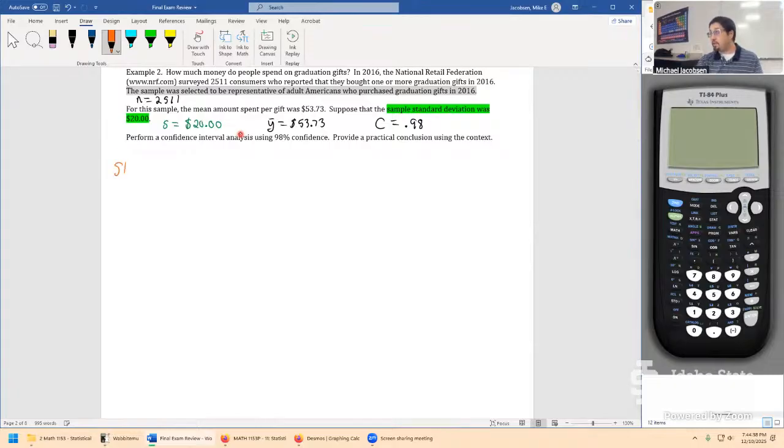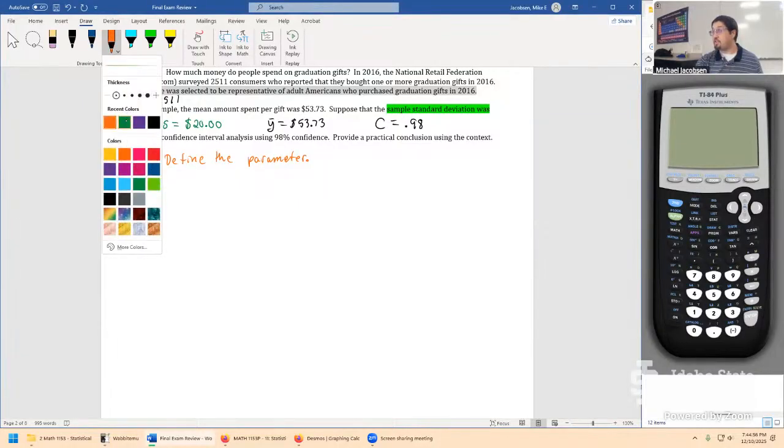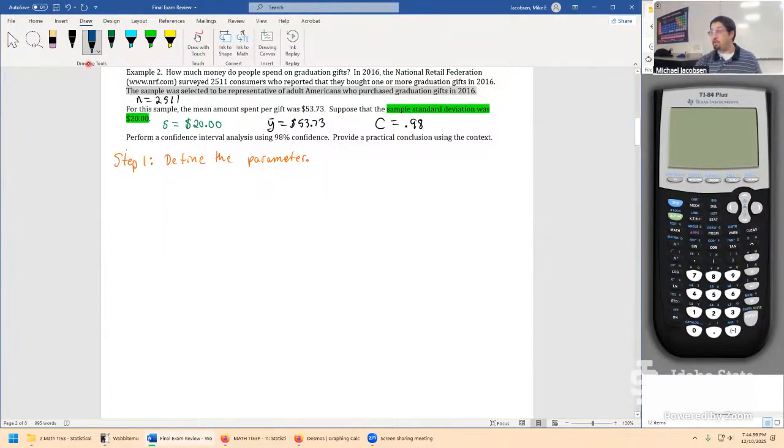And here's a natural step one. Define the parameter. These data are quantitative this time. We have units, we have a sample mean, a sample standard deviation. The unit is dollars. All that information tells us that the parameter should be mu, the one I was getting mixed up with on the last problem. So for quantitative data, a parameter mu is going to be the population mean.